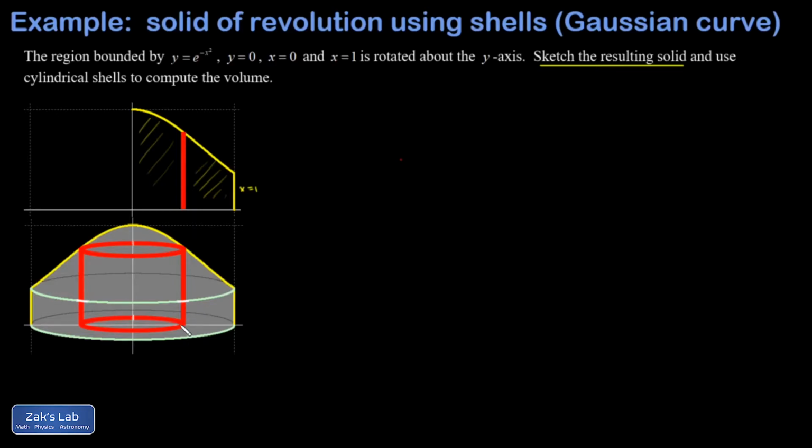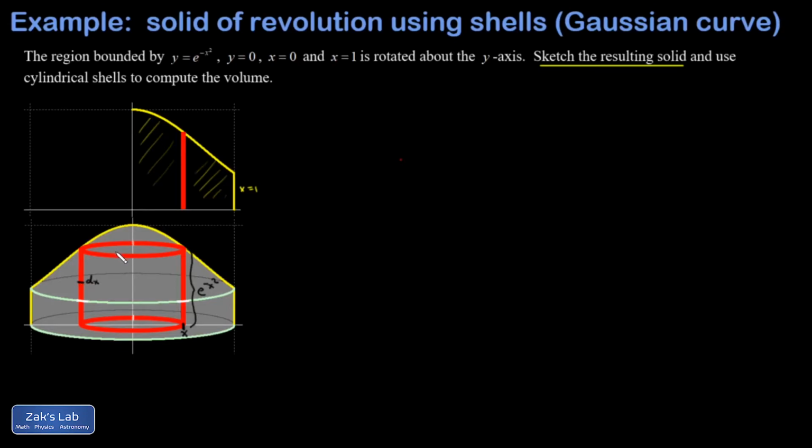So to start things out, this particular shell we're looking at has its radius defined by the location of the right-hand side of it, and that's x. Next, the height of that shell is given by the y value corresponding to that x. Well, what determines the y value? It's this curve e to the negative x squared. Finally, the thickness of the wall of our shell is given by dx.